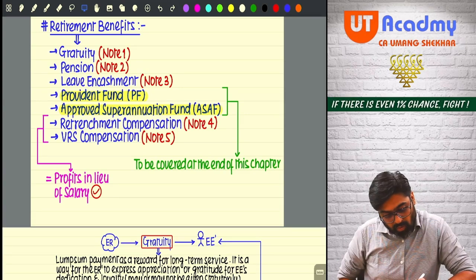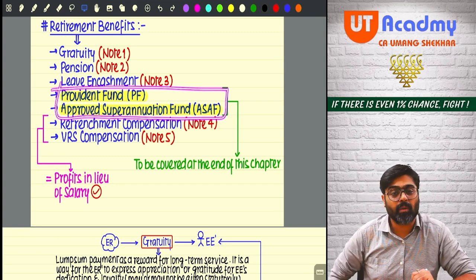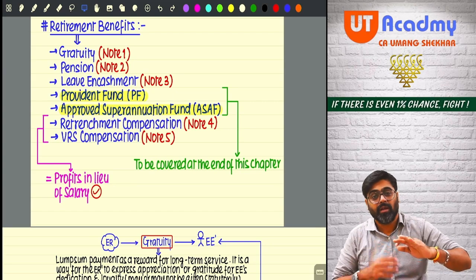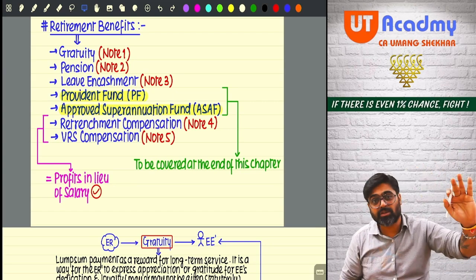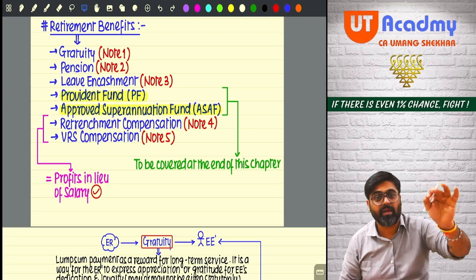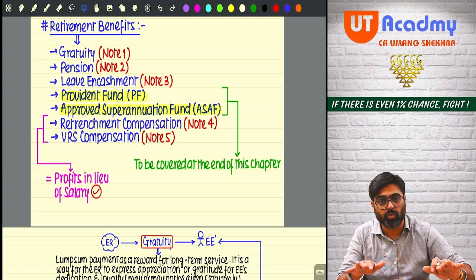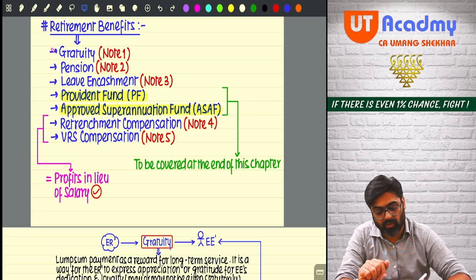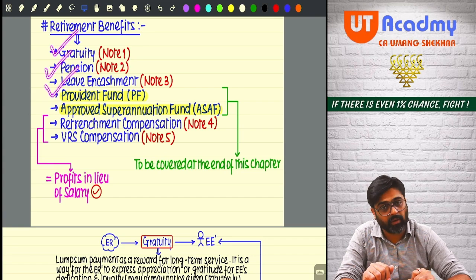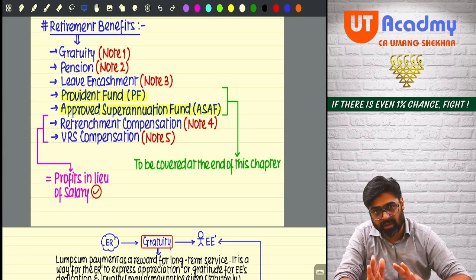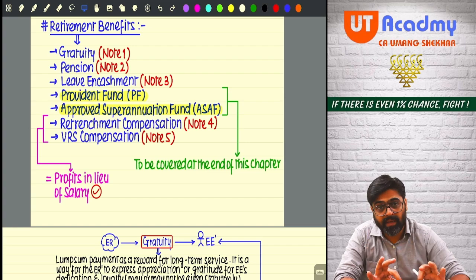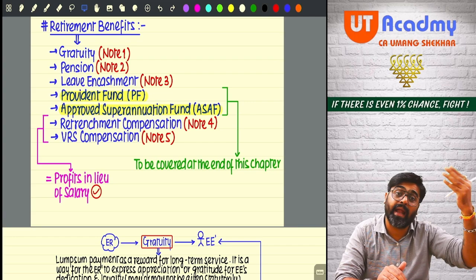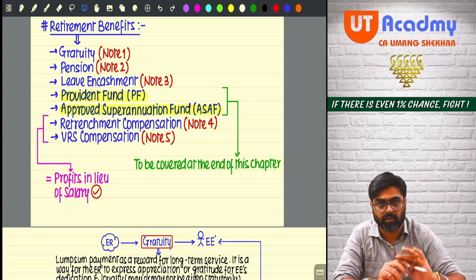And two points are there, provident fund and approved superannuation fund. Although they are retirement benefits, we are not going to do them here. At the end of this chapter, the last concept we are going to discuss is provident fund and ASF. Once we are through with these two things, the chapter will be over. So first we are going to do gratuity, then pension, then leave encashment. Once these three things are done, we will not do PF and ASF right now. We will do the PF and ASF concept at the end of this chapter.